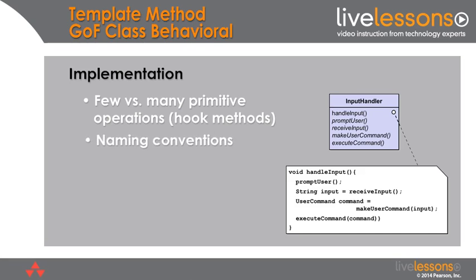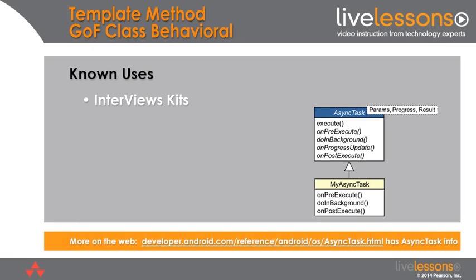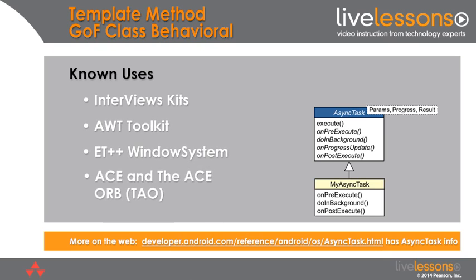There's also some minor issues about naming conventions. Do you call these methods make versus do or on? There are different ways you can do this. There's lots of known uses of this pattern. It's used a lot in user interface toolkits. It's used in the Java AWT toolkit. We use it a lot in the middleware we've developed.